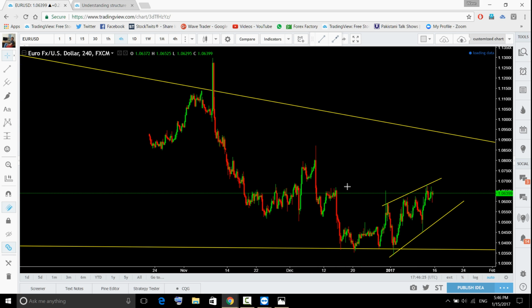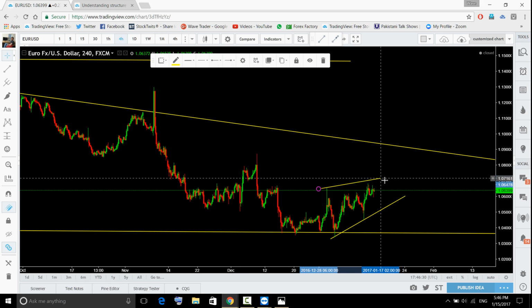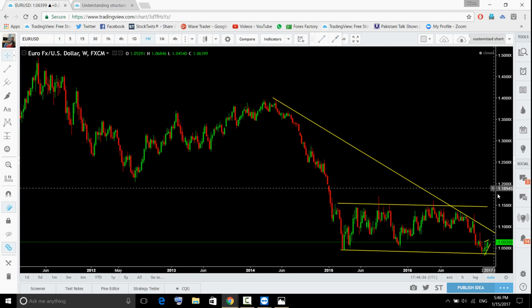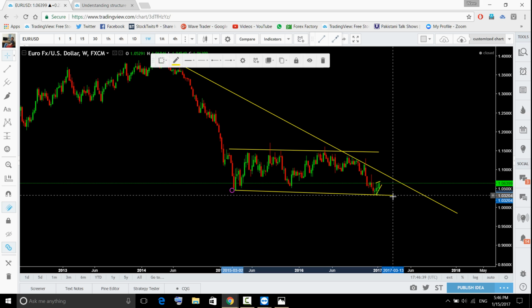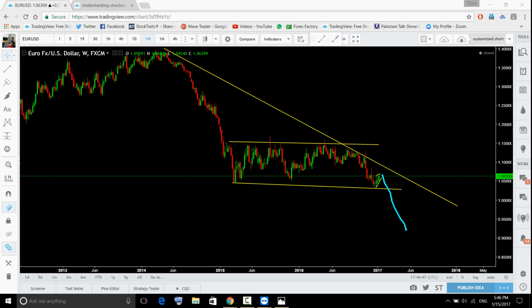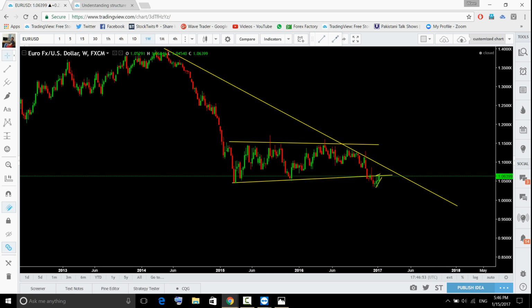Euro USD is not ready. It is not doing anything. It is just struggling at the bottom, trying to hold the bottom. It is not showing any sign that it is going to reverse to the upside, and not giving any sign that it is going to continue to the downside. But divergence is there. If we look at the chart, the indicators are showing this move.